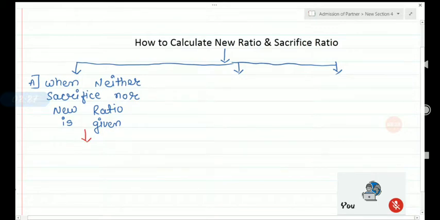So here you don't need to calculate the new ratio. Neither do you need to calculate the sacrifice ratio, because the old ratio will become the sacrifice ratio.